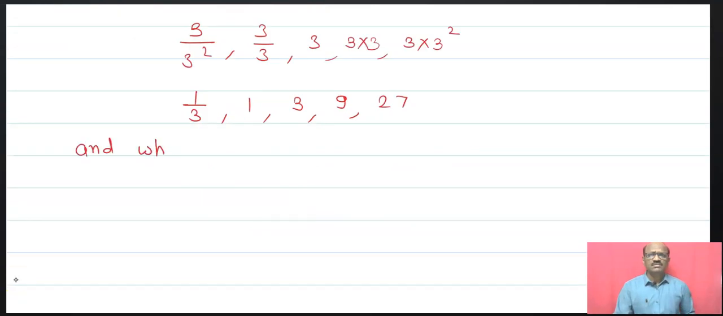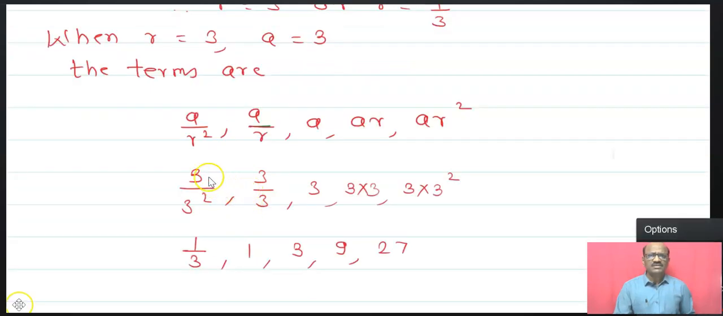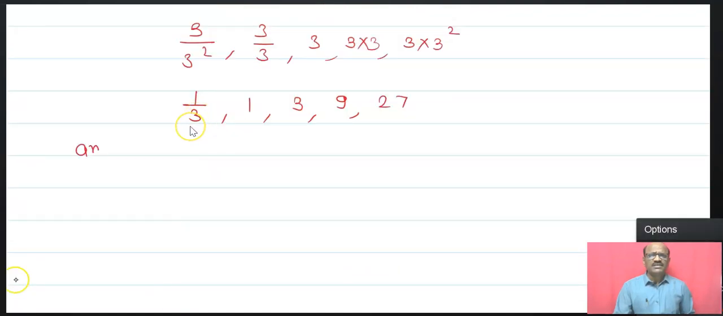Therefore, the terms are 3 upon 3 square, 3 upon 3, 3, 3 into 3, and the terms are 1 by 3, 1. Now see these terms: 3 upon 3 square, 3 upon 3, 3, 3 into 3, 3 into 3 square. Therefore you will get 1 upon 3, 1, 3, 9 and 27. Therefore the terms are 1 upon 3, 1, 3, 9, 27.